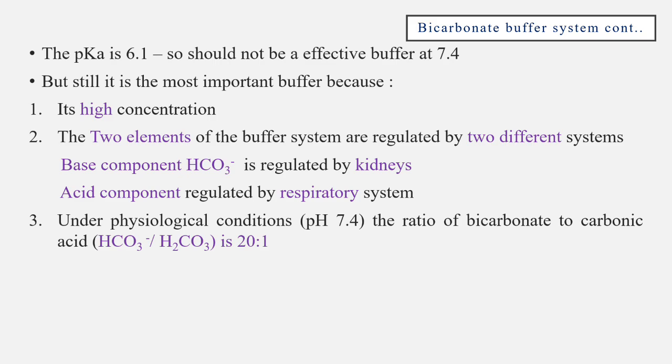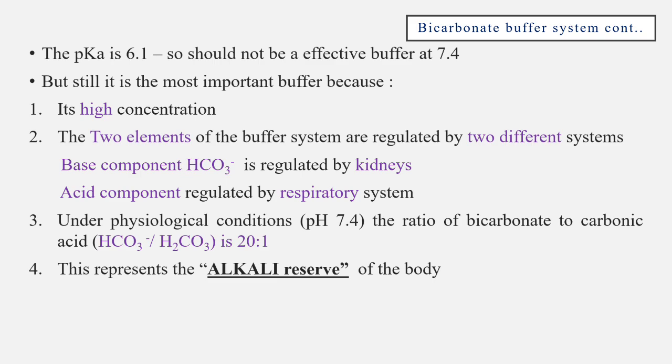Under physiological conditions, the ratio of bicarbonate to carbonic acid is 20:1. This represents the alkali reserve of the body. This ratio is called the buffer ratio. So this is the bicarbonate buffer system.